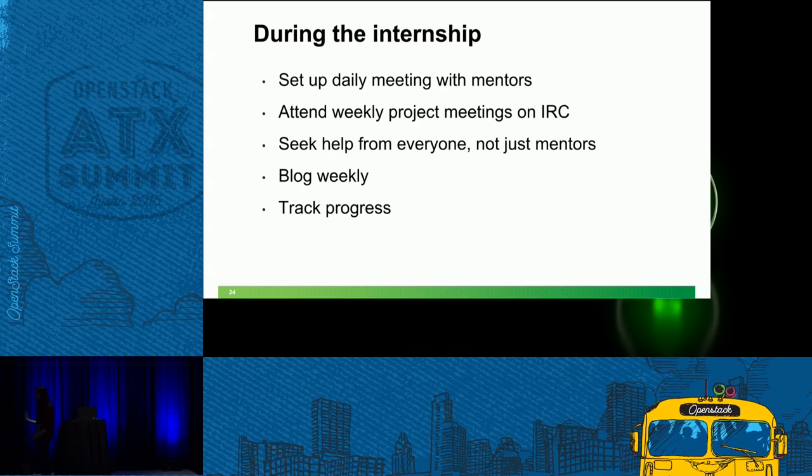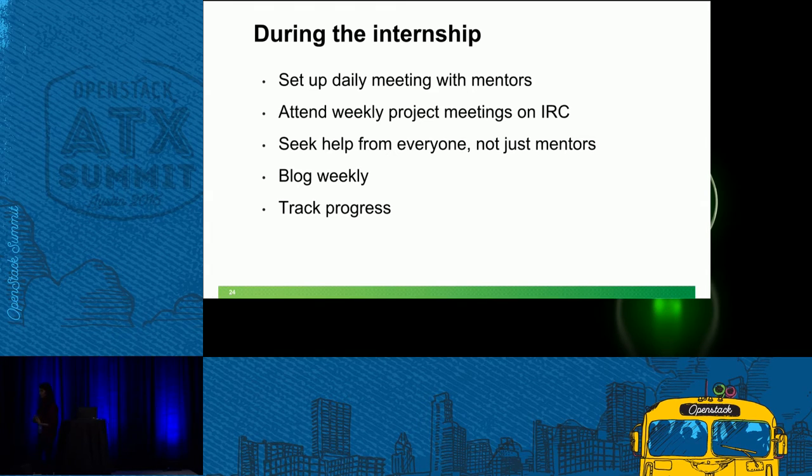It's good to attend these meetings so that you know what is going on in the project. So supposing you're contributing to Horizon, you should attend the Horizon weekly meetings, interact with the people, maybe tell them your progress or where you are stuck and you need help from them. Your mentor should not be your single point of contact to the community. You should try to talk with everybody in the community and take help from as many people. This increases your visibility in the community as well.